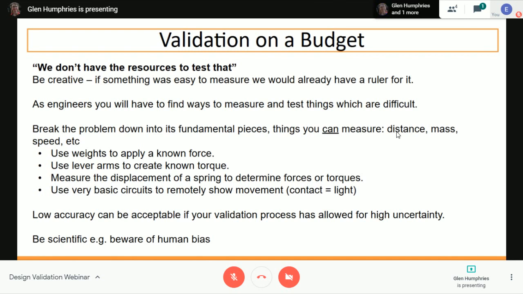And like I said, they're using the displacement of a spring to determine force, or the rotation of a spring to determine torque, or find a way of converting one aspect of your design you're trying to measure. Convert it from something that's difficult to measure into something that's much easier to measure.